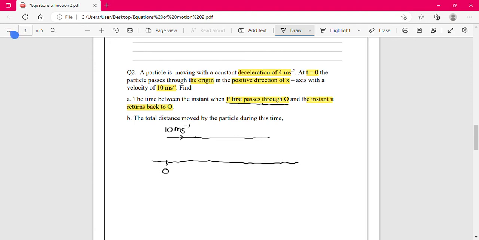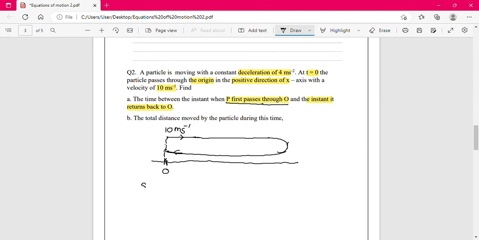Its velocity or the speed will go on decreasing. So at a particular point the velocity will become 0 and the particle will now turn back and it will come back to O after some time interval. So we have to find out that time interval. Now, the particle is crossing O, going to some point, turning back and coming to O. So what will be the displacement of the particle in that case?